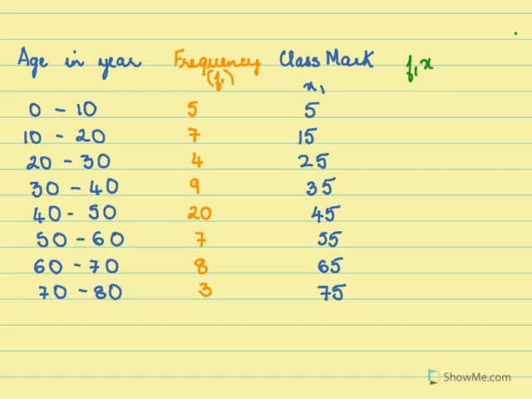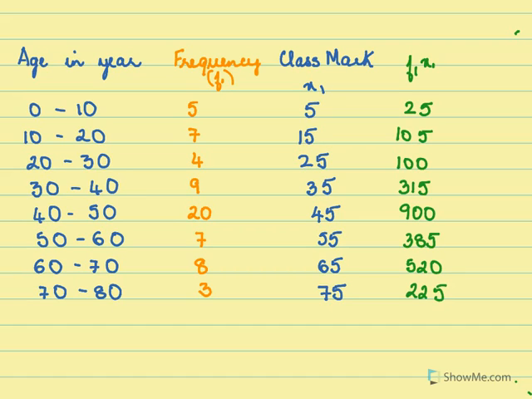Next, we need to find fi xi. So we multiply 5 into 5, 25. 7 into 15, 105. 4 into 25, 100. 9 into 35, 315. 20 into 45, 900. 7 into 55, 385. 8 into 65, 520. And then 3 into 75, 225.